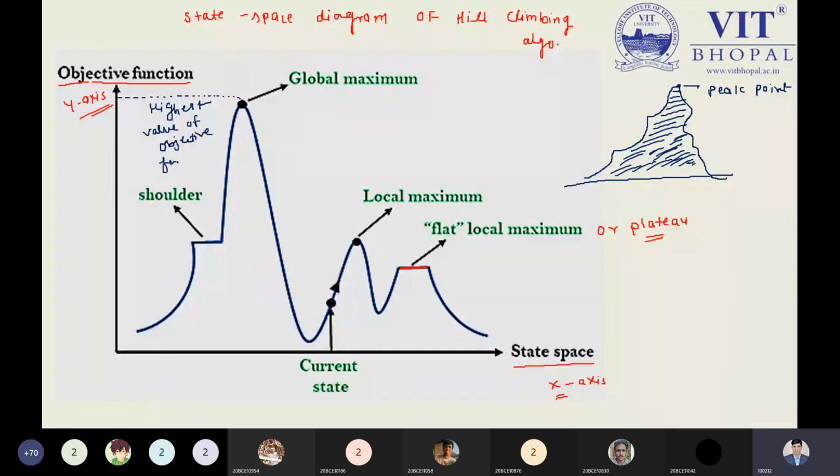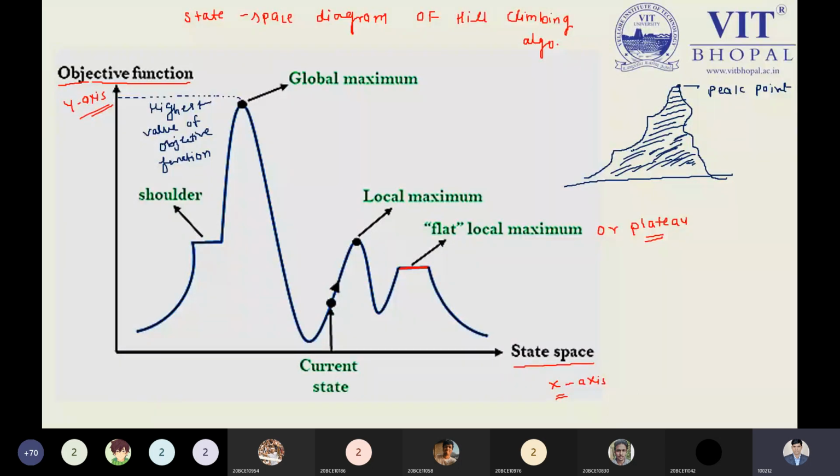Everything is in front of you, but you need to understand and write it in appropriate form. If we talk about the flat local maxima, we have already discussed this. This is the plateau. It is a flat region of the state space where neighboring states have the same value. So this is a flat, which is known as a plateau.